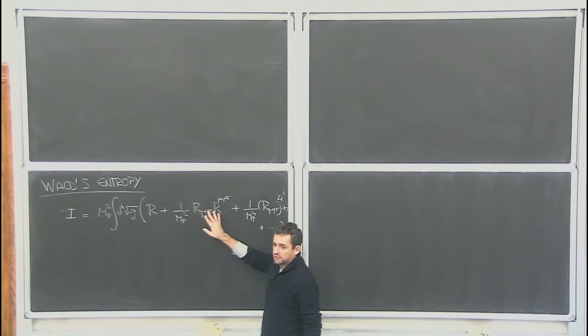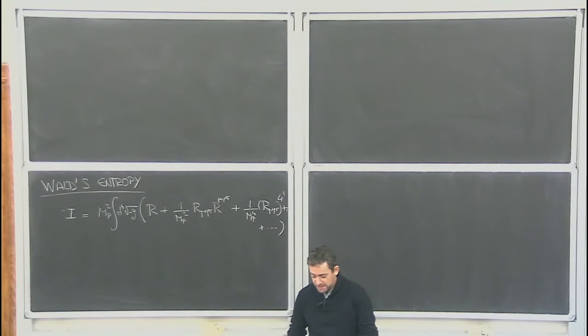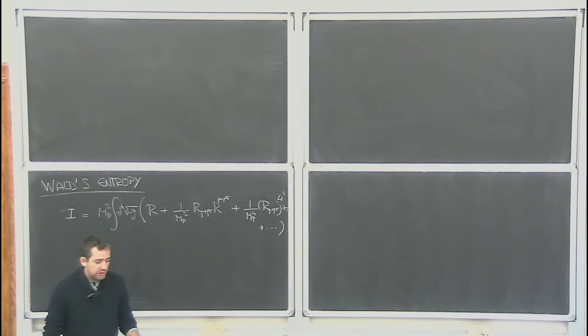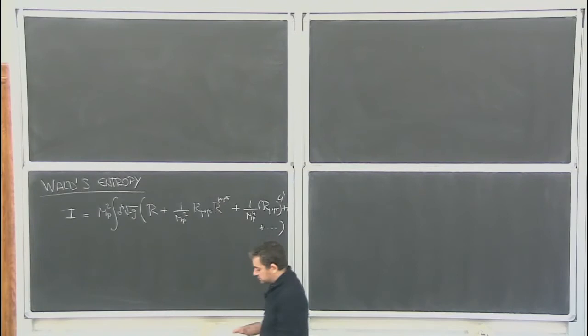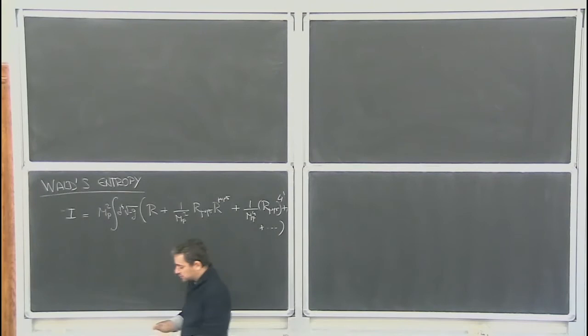But in all this mess, let's say, Wald in 93 was able to formulate a formalism and an expression for the entropy that always satisfies the first law, at least. So there is a notion of entropy in theories with derivatives that does satisfy the first law. So Wald's entropy does this.